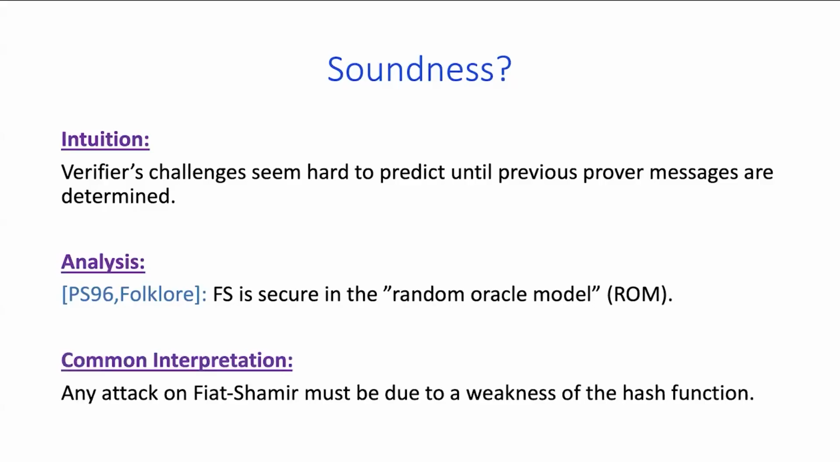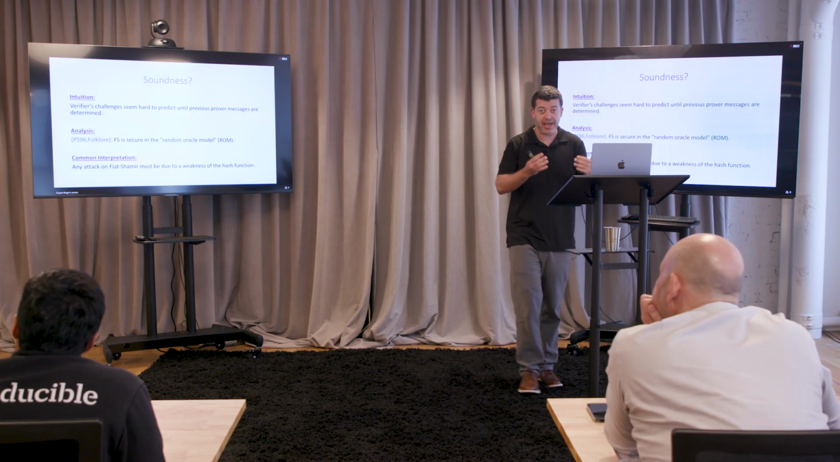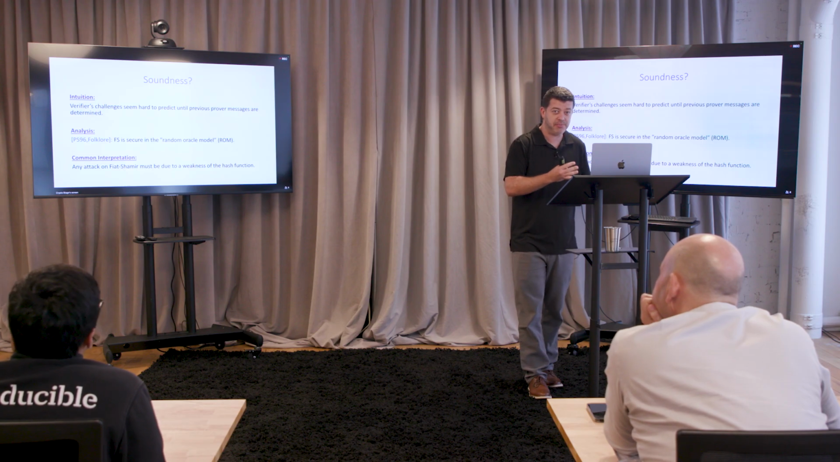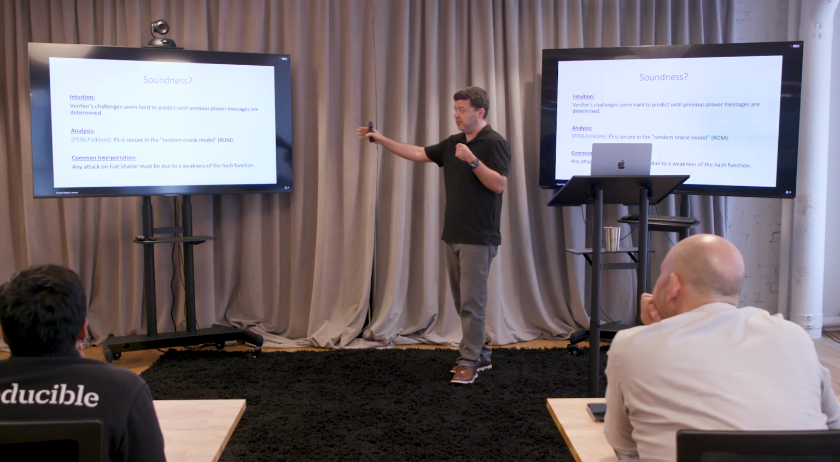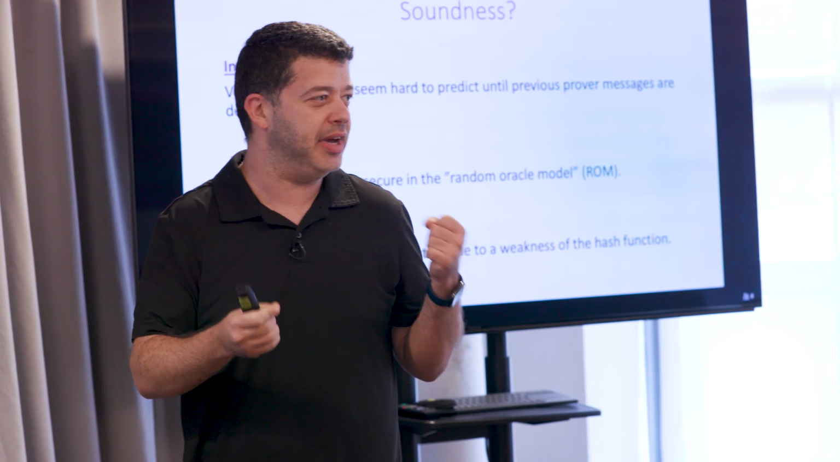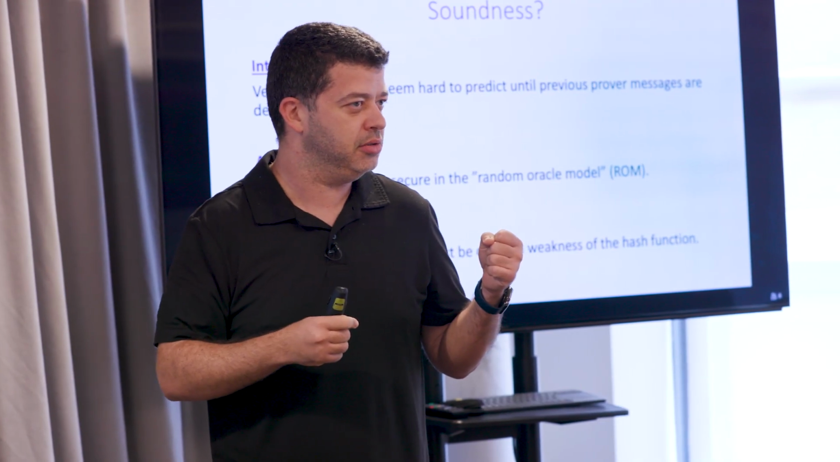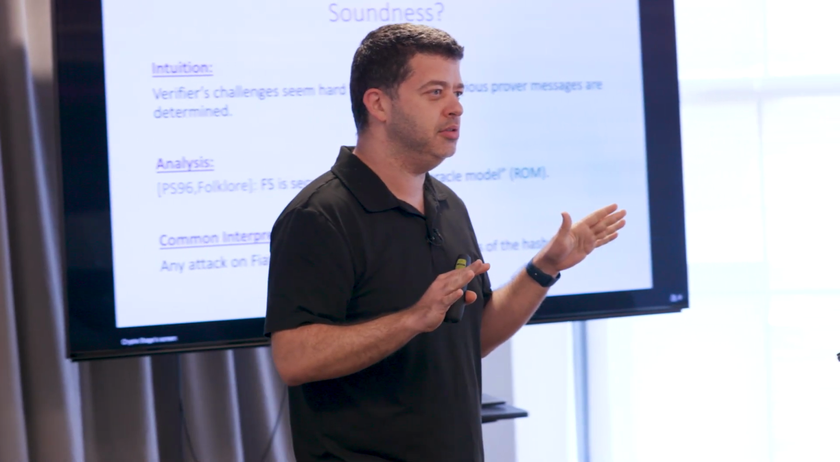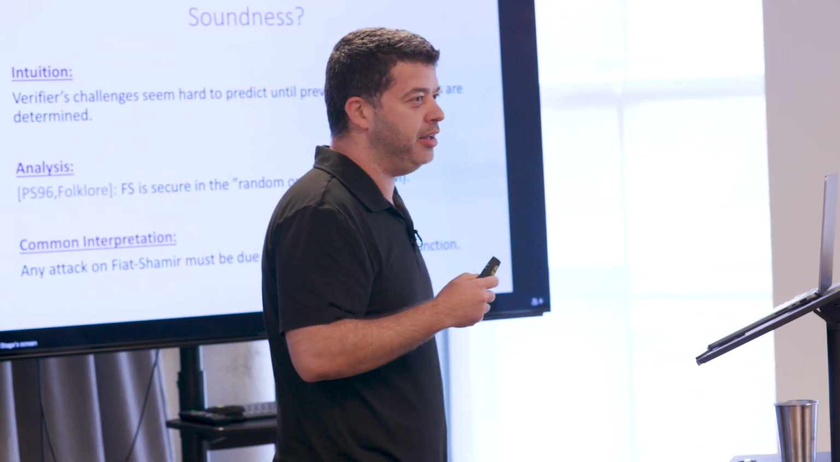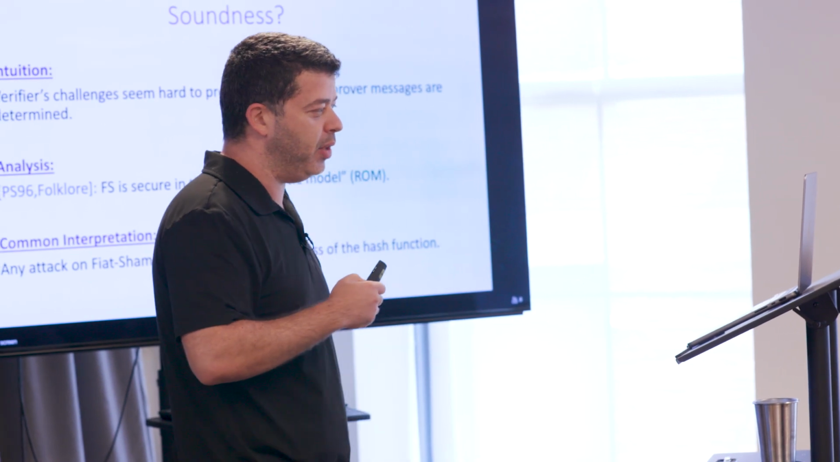And now, with this in mind, the common interpretation has been, our hash functions are so good, we have security when the hash function is really good. So if we have an attack on Fiat-Shamir, it has to be because the hash function is not as good as a random oracle. It has some defect, and we should replace it with a different hash function. So far, so good? So that has been sort of the common wisdom for a while.